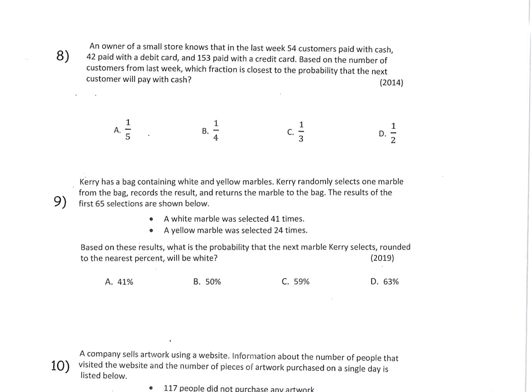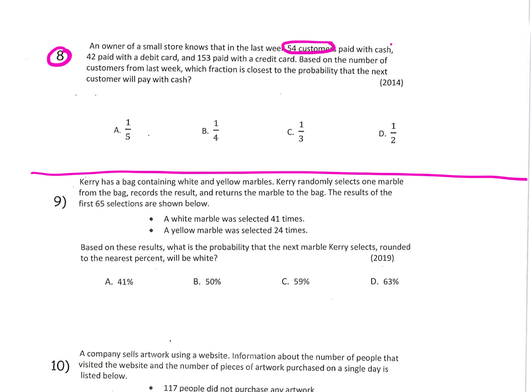Let's take a look at page 3. We're going to start with number 8. It states the owner of a small store knows that last week 54 customers paid with cash, 42 paid with a debit card, and 153 paid with a credit card. Based on the number of customers from last week, which fraction is closest to the probability that the next person will pay with cash? So it's not going to be exact, it's going to be close.